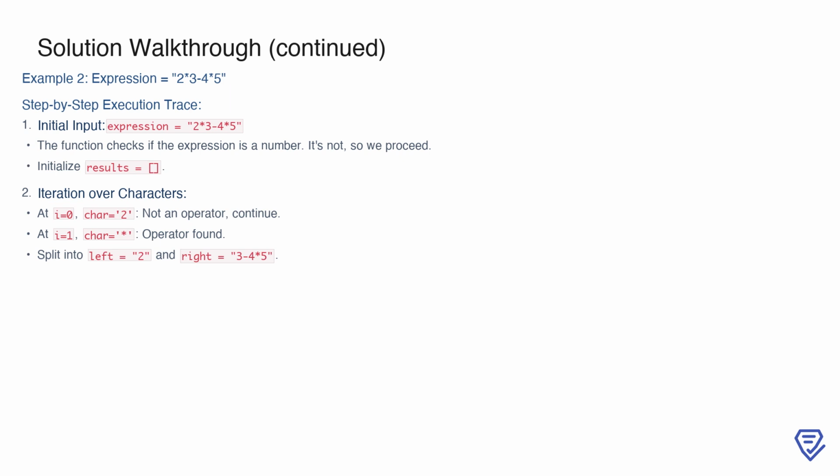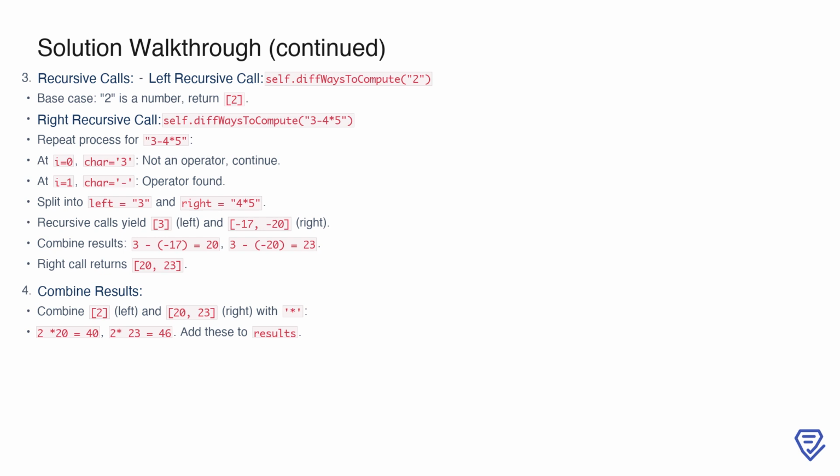The expression is split into 2 as the left sub-expression and 3-4*5 as the right sub-expression. These are then processed through recursive calls. For the left sub-expression 2, the function directly returns 2, as it's a number. For the right sub-expression 3-4*5, the function iterates over its characters. At index 0, the character is 3, not an operator. At index 1, we encounter the dash operator, which splits the expression into 3 and 4*5.